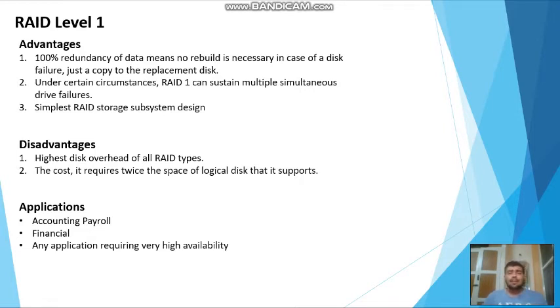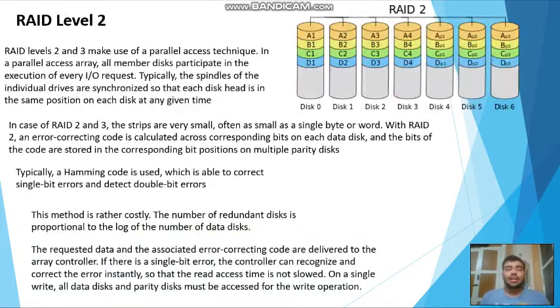Right? So what are the applications of such a system? You obviously want to apply this in a system which needs a lot of data redundancy. That means that you cannot afford to lose that data and you have to get it back in any case. So things like applications around accounting, payroll, financial applications, or any application that requires a very high amount of reliability is extremely suitable for RAID level 1. So let's go on to RAID level 2, right?